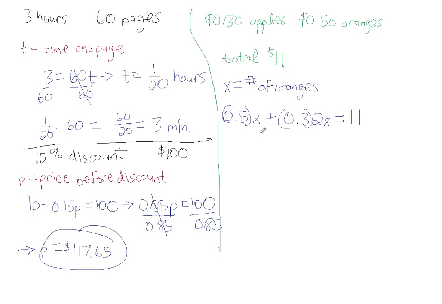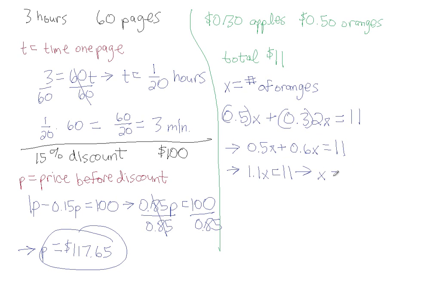So let's go ahead and isolate our variable and solve for x. Okay. So we can rewrite this. We have 0.5x. And go ahead and multiply this. This will give us 0.6x. 0.3 times 2x is 0.6x equals 11. Now we can combine these two terms. 0.5x and 0.6x equals 1.1x equals 11.